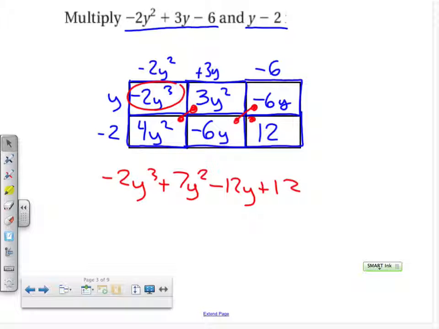The only difference from what we've done before is we just have a bigger box. When we did the 2 by 2s, the binomial did 2 by 2. We had 4 terms we ended up combining. Here we have 2 by 3. It's 6 terms. You may have a 3 by 3, 9. The only difference is you have a bigger box.